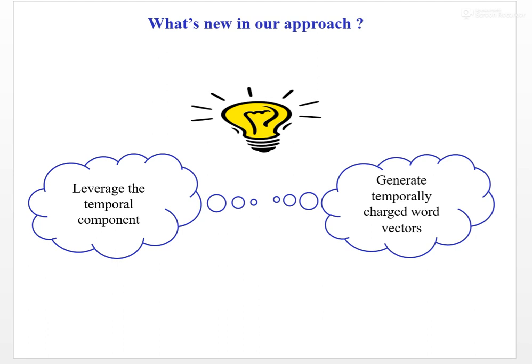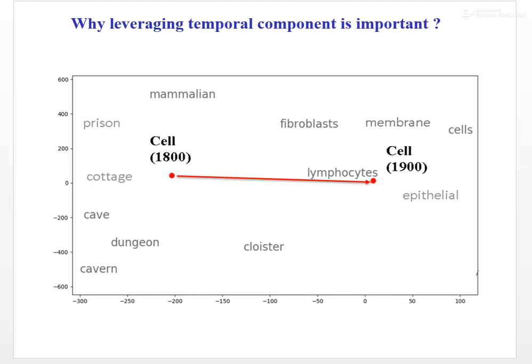So what's new in our approach? We leverage the temporal component of the corpus and generate temporally charged word vectors. So the question comes, why is there a need to leverage the temporal component? Let's take this as an example. In this example, the term cell was initially associated with terms such as prison, cottage, and cave. Most lately, during the 1900s, it came to be associated with terms such as membrane and epithelial. Well, what does this tell us? This tells us that the semantic meaning of a concept changes over the period of time.